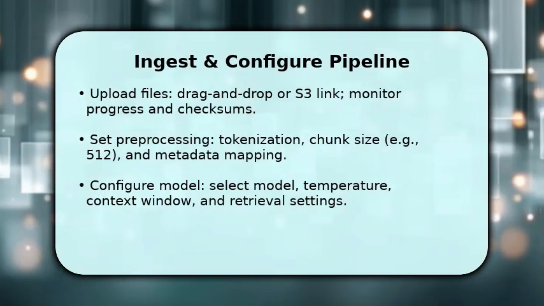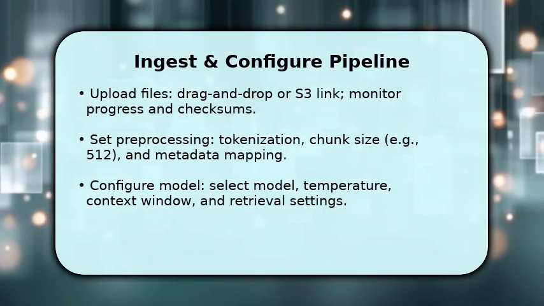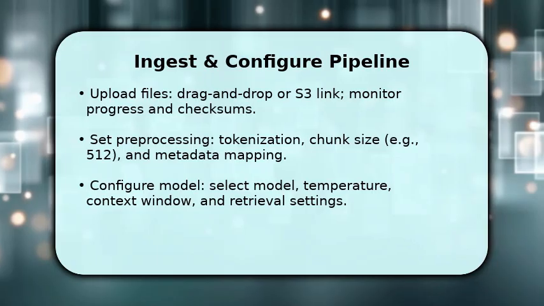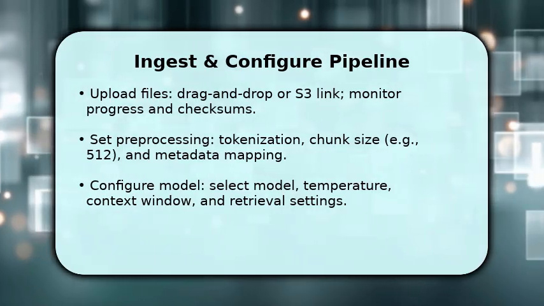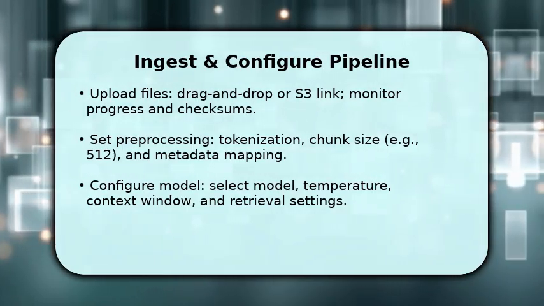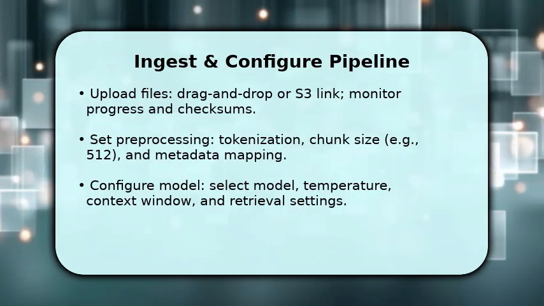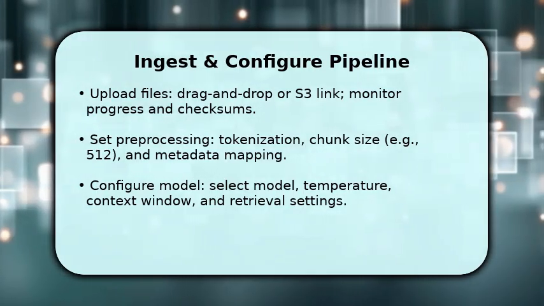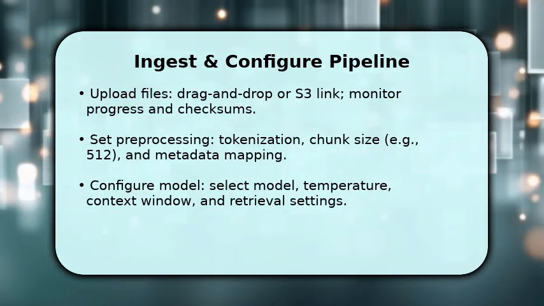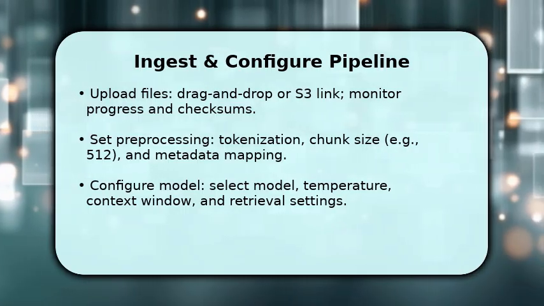Now you ingest data and shape the pipeline. Upload via drag and drop or link S3. Watch checksums to confirm integrity. Once uploaded, configure preprocessing, choose tokenization, set chunk size like 512, and map metadata fields so retrieval is accurate.